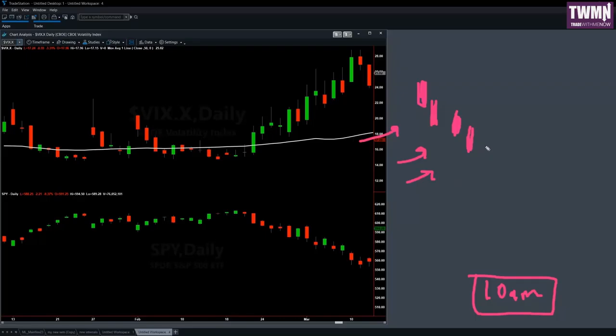So a reversal candle typically looks like this. The best ones look like this. Why? Because when price is coming down overall, you see them open here and close here. That's what these candles are doing. They open up here and they close here. That's why they're solid.